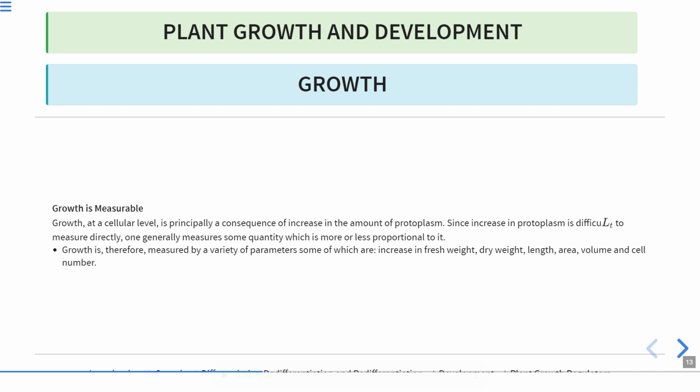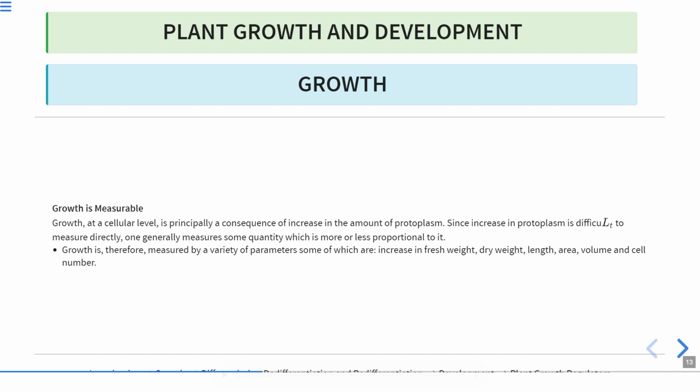Since increase in protoplasm is difficult to measure directly, you cannot measure it directly. One generally measures some quantity which is more or less proportional to it.